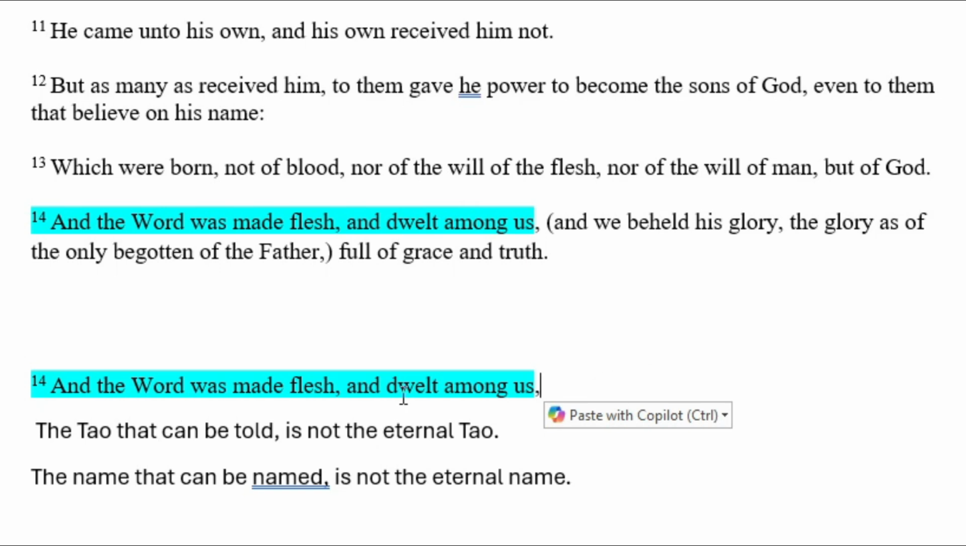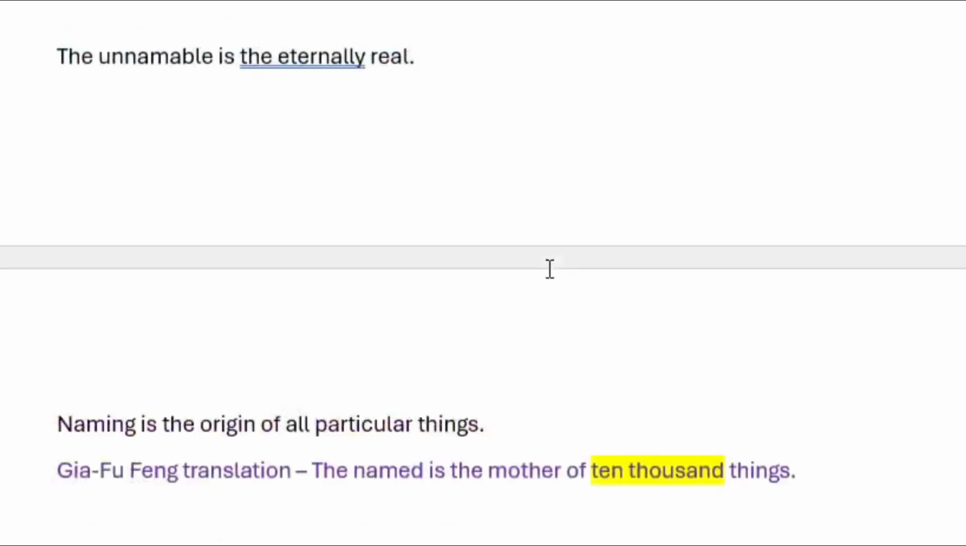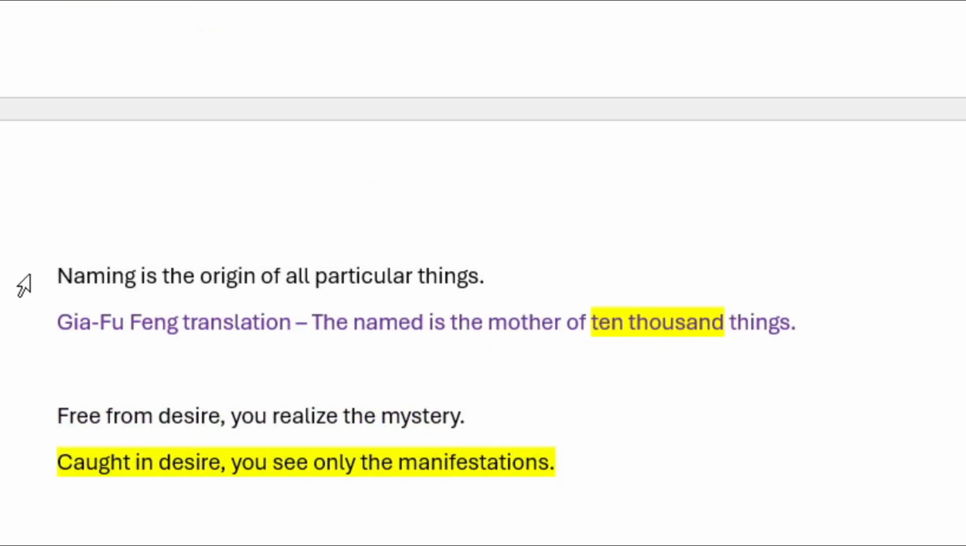Okay, the Word was made flesh and dwelt amongst. The Word was made flesh. Naming is the origin of all particular things.